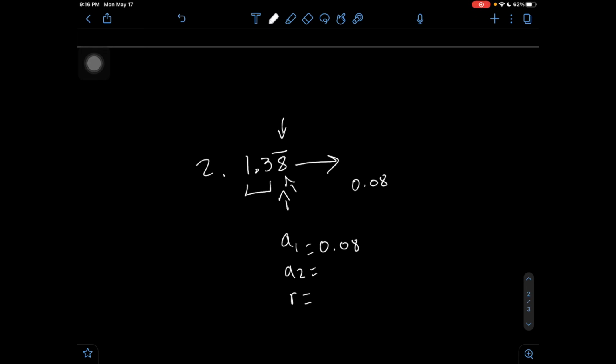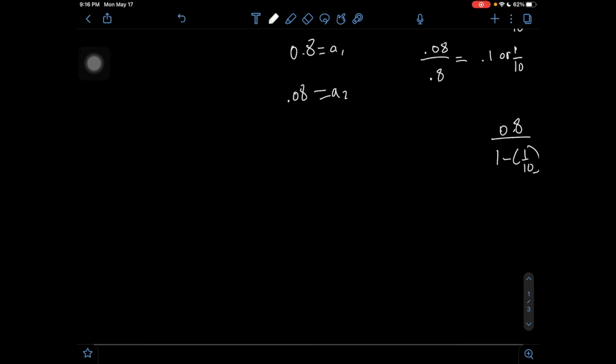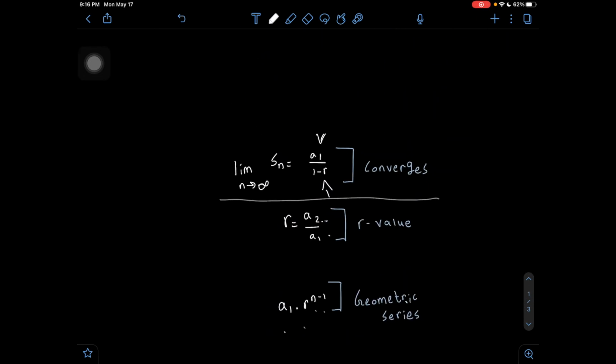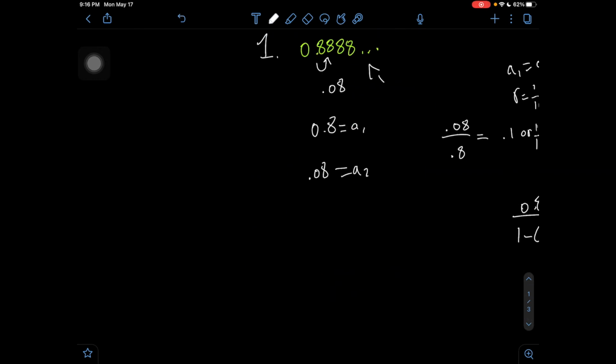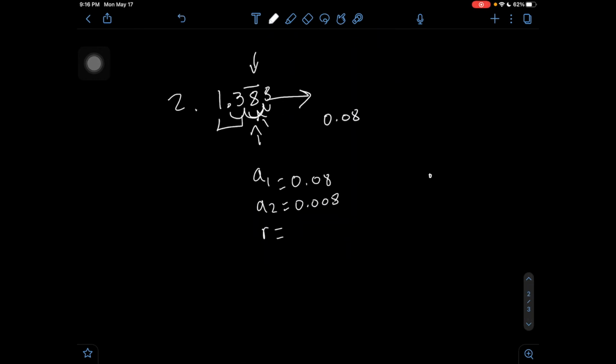Well, we know the next value is going to be another 8. So this is going to be 0.008. That's our a2 value. Remember, at the beginning, we said that a2 over a1 equals r. Let's go ahead and do that down here. So we have 0.008 over 0.08. And again, this will just equal 1/10. And now that we know our r value, which is 1 over 10, so we can write that right here, 1/10. So we know our a1 value, we know our r value.